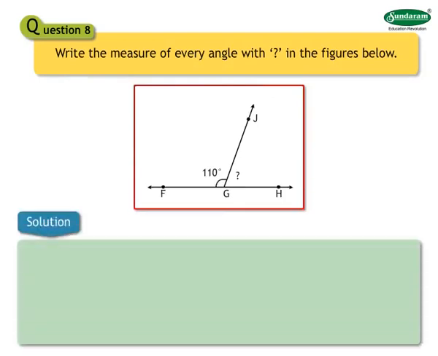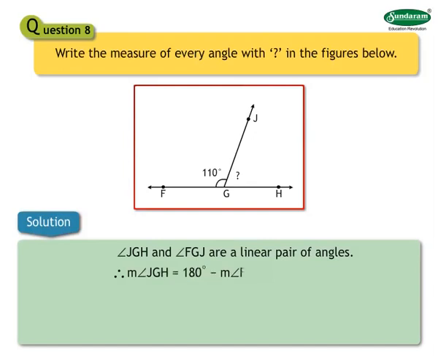Solution. Look at the figure. Angles JGH and FGJ are a linear pair of angles. Therefore, measure of angle JGH is equal to 180 minus measure of angle FGJ, which is equal to 180 degrees minus 110 degrees, which is equal to 70 degrees. Thus, measure of angle JGH is equal to 70 degrees.